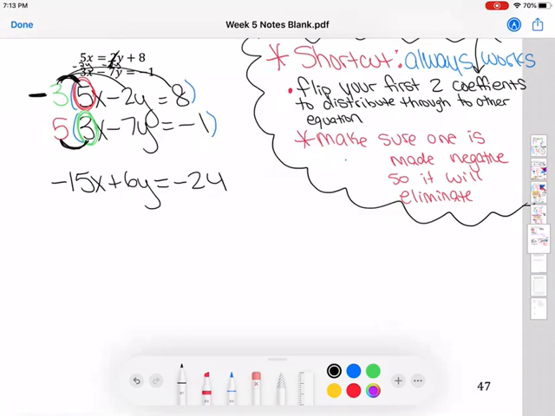You're distributing through this bottom equation. The 5 distributed to the 3x is a positive 15x, which is perfect setup. I continue distributing. 5 times negative 7y is a negative 35y. And 5 times that negative 1, bringing down my equals, is a negative 5.